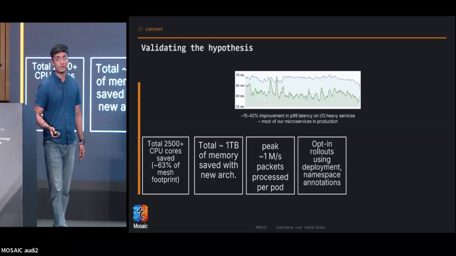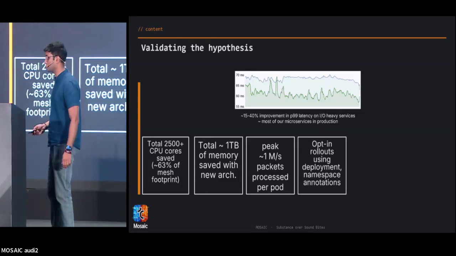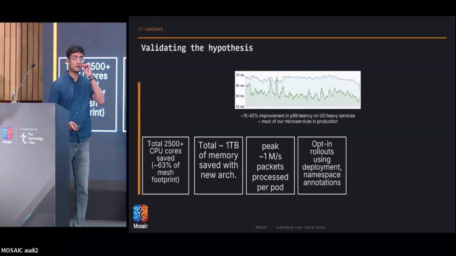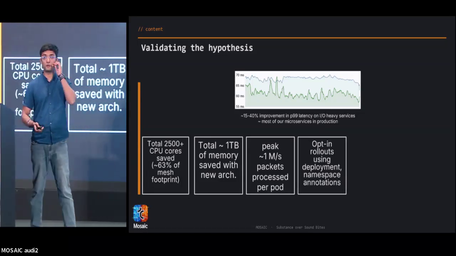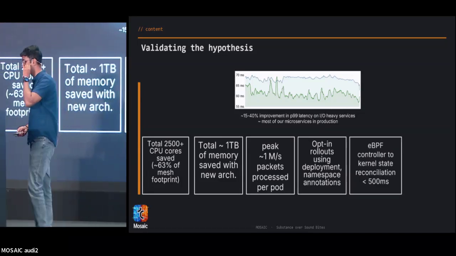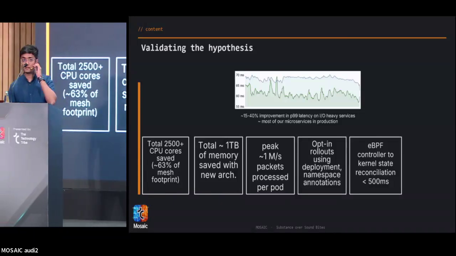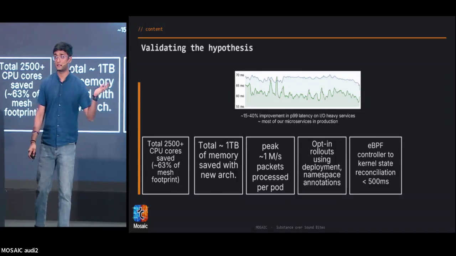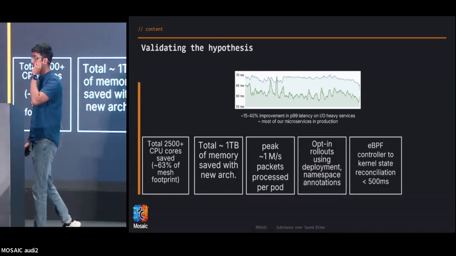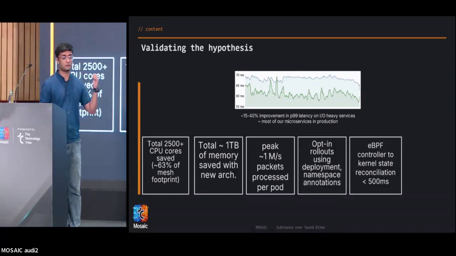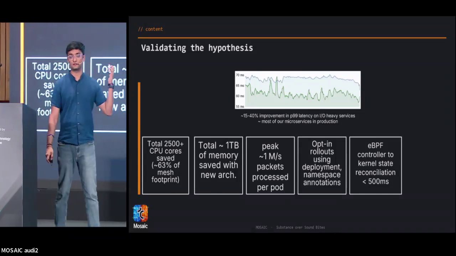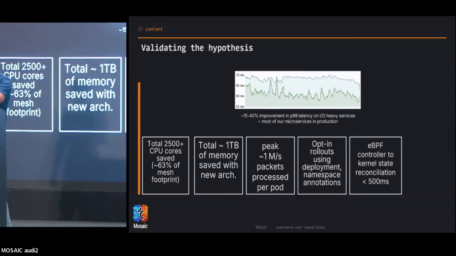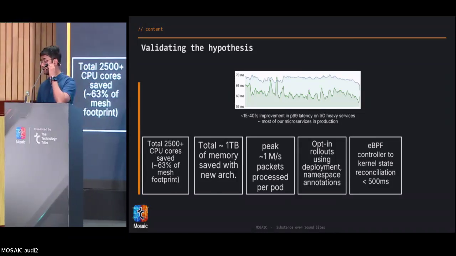Opt-in rollouts, like I said, we do not want a big bang cutover. We want to do it gradually. So we use annotation-based decision making in terms of whether a pod should be eBPF loaded or not. Then the reconciliation state: any pod goes down or goes into a non-running state, that information needs to be there in the kernel, because we need to store the MAC address and all those networking interface information in the kernel's eBPF map. That takes about 500 ms, less than that.